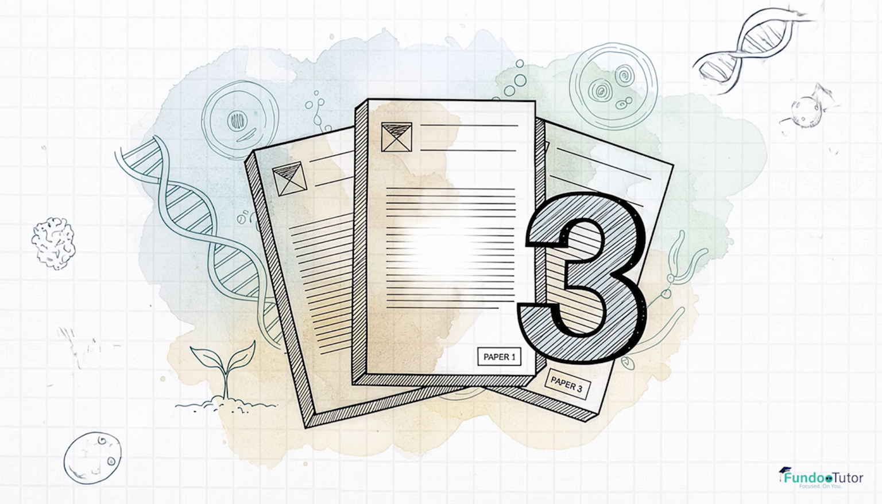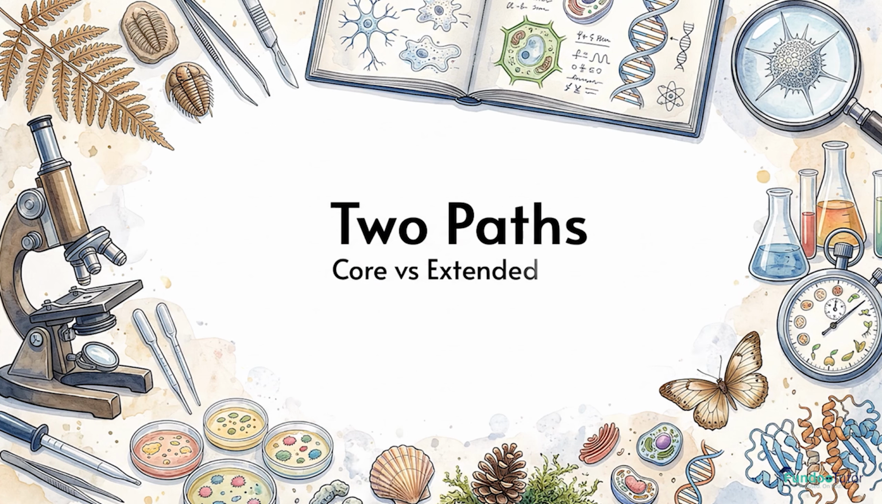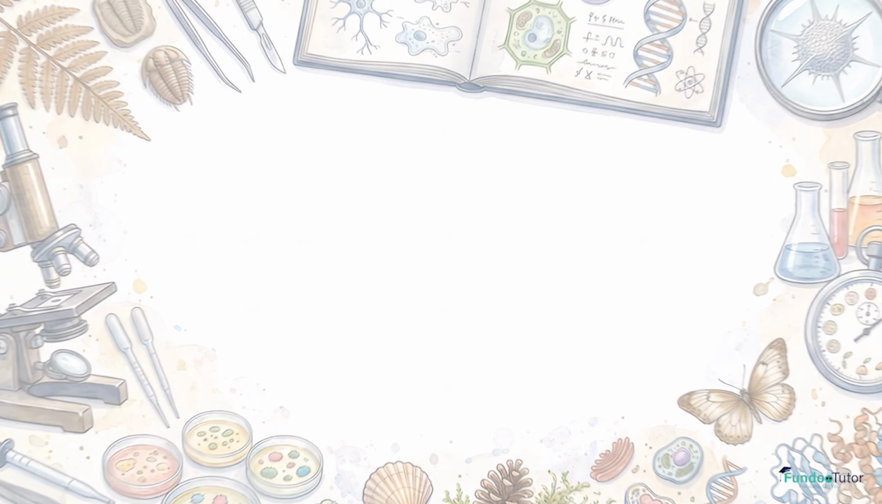Simple, right? Now, here's the first major fork in the road. You know there are 3 papers, but within that structure, you're going to go down one of 2 distinct pathways, either the core pathway or the extended pathway. This is a really key decision because it determines which specific papers you'll sit for. Okay, so what's the actual difference here?